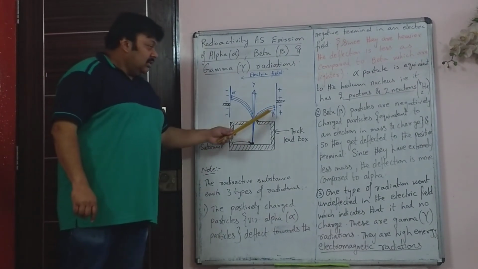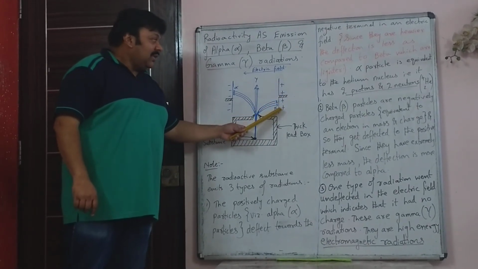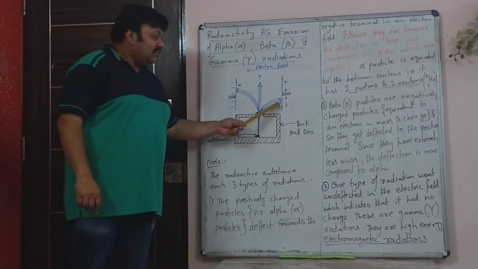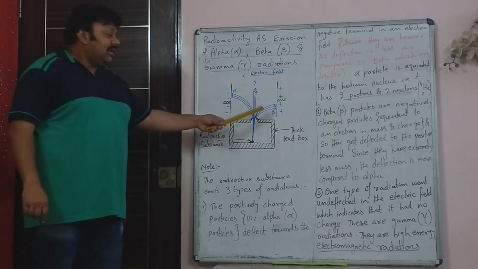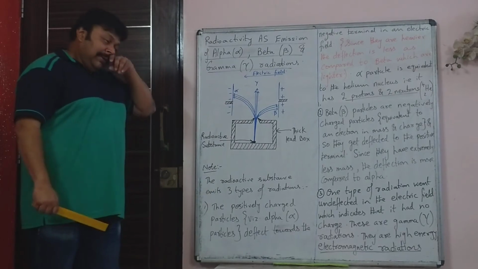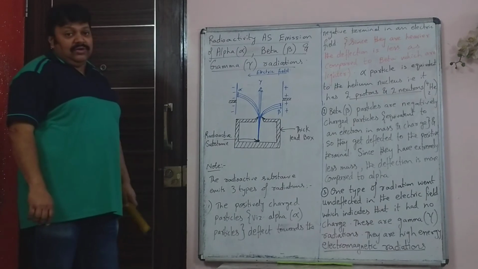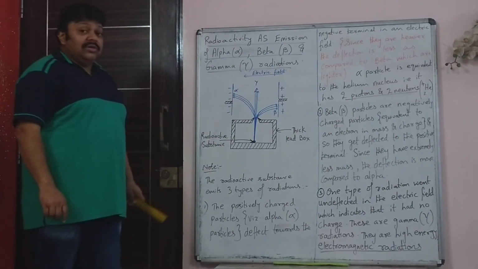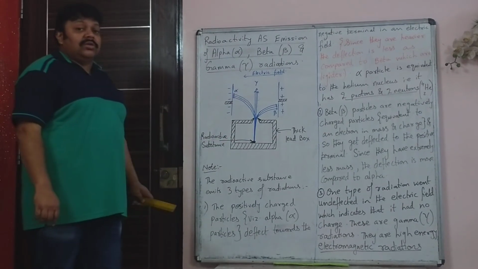Another particle was seen moving towards the positively charged plate of the electric field. This indicated that they are negatively charged particles. Those negatively charged particles were called beta particles. And a third type of particle was seen. It was moving towards the negative terminal of the electric field. Those are positively charged particles, which is why they get attracted towards the negative plate.